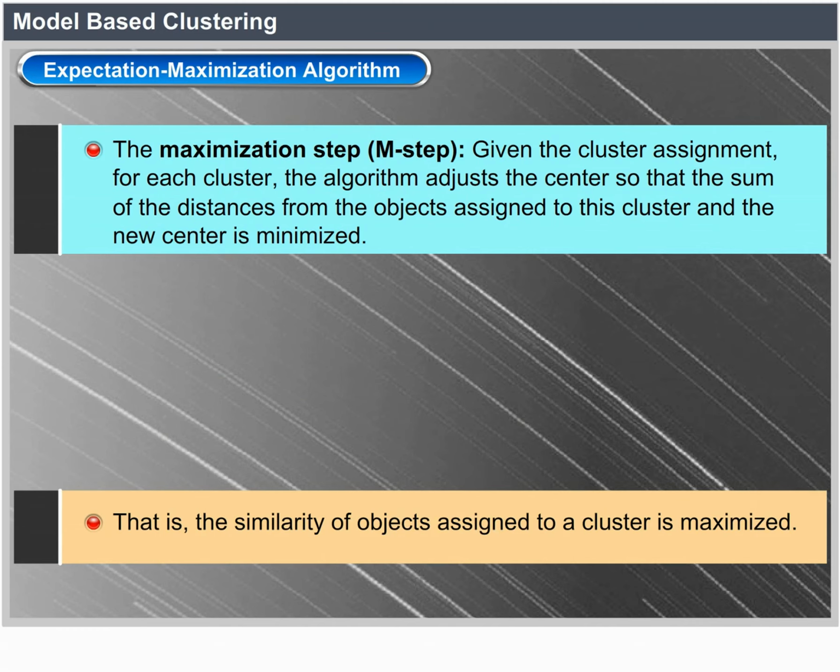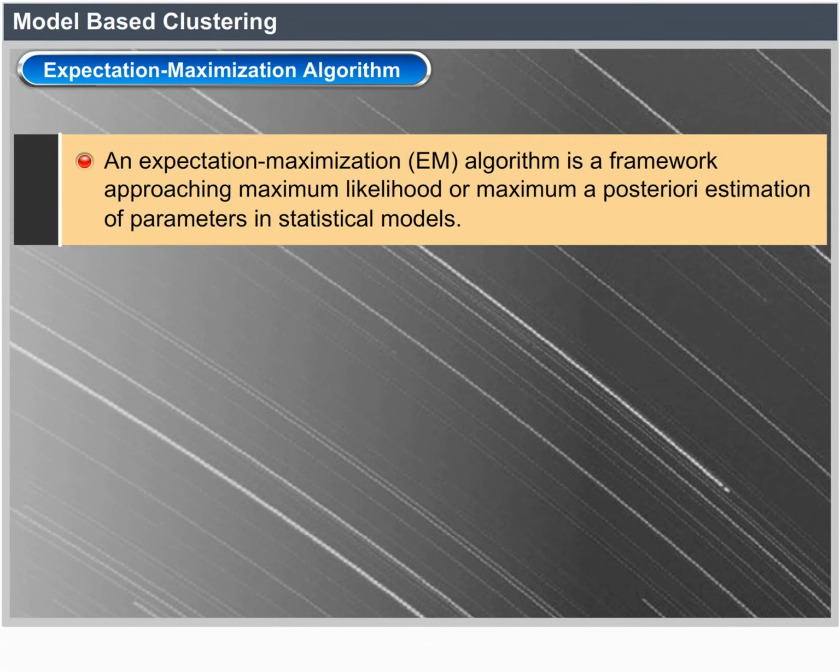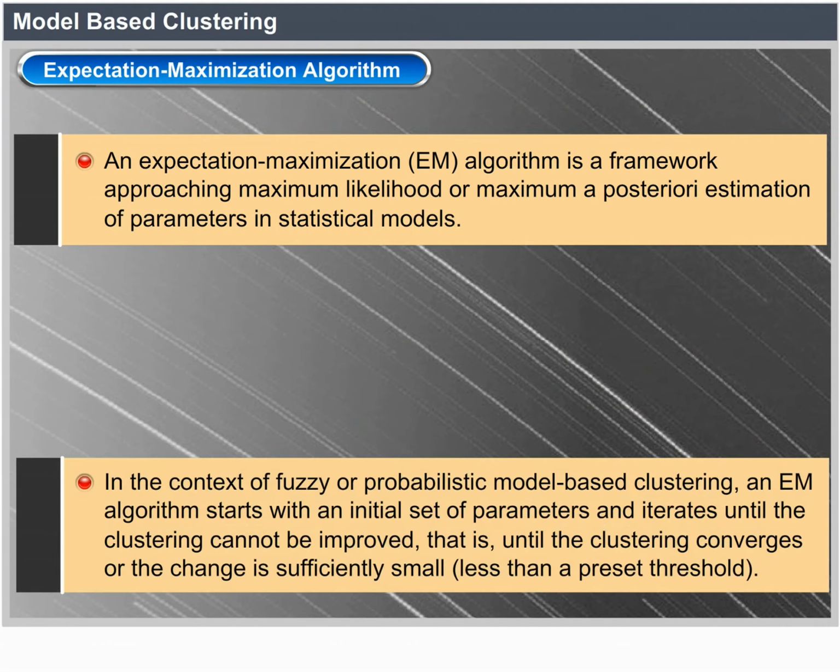An expectation maximization (EM) algorithm is a framework that approaches maximum likelihood or maximum a posteriori estimates of parameters in statistical models. In the context of fuzzy or probabilistic model-based clustering, an EM algorithm starts with its initial set of parameters and iterates until the clustering cannot be improved, that is, until the clustering converges or the change is sufficiently small, less than a preset threshold.